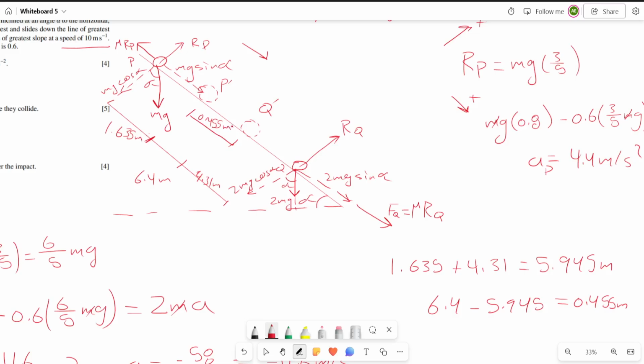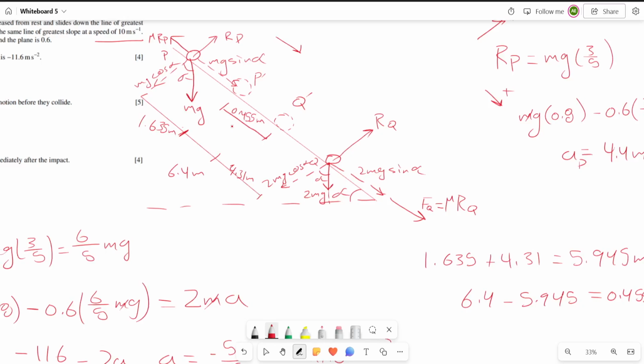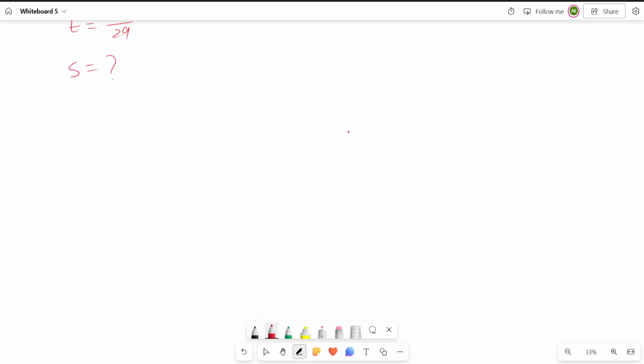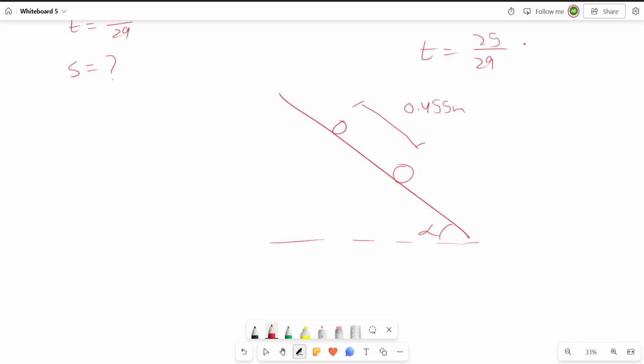Okay, so let me think about what's going to happen now. Let's draw the same thing again, however, with this new position that we're in. So now we know that this is Q over here, this is P, the distance between them is now 0.455 meters, and this was after 25 over 29 seconds. So let's see what's going to happen now.